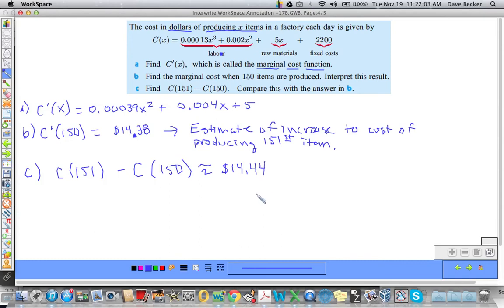And what does that tell us? Well, this is the actual cost, and what it tells us is the derivative is a decent estimate. What? We're only 6 cents off.